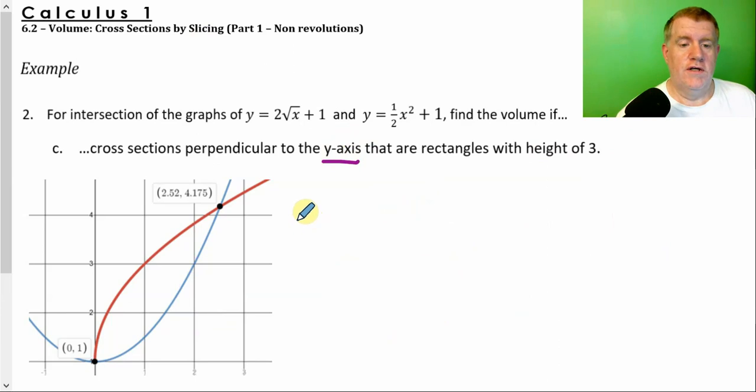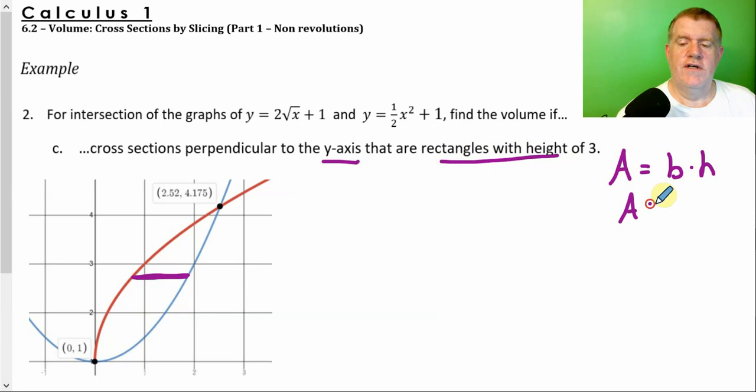Look at the cross sections which are perpendicular to. Draw a little line that's perpendicular to that axis. Oh, see, I've got to find the distance between those two graphs right there. I'm looking for the cross section that's a rectangle, and the area of the rectangle, remember, is base times height. Well, I know in this case my height is 3. So it's going to be 3 times the base. Well, this is the base, that expression.